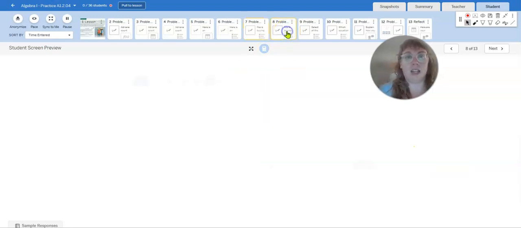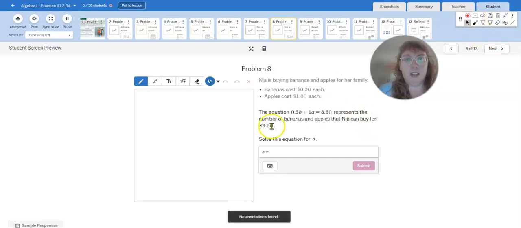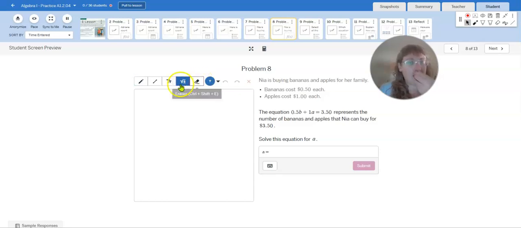Let's look at slide 8 when you're ready. Nia is buying the bananas and apples. So we have this equation that we also created on the last slide of 0.5b plus 1a equals 3.50. And it wants us to solve the equation for a.